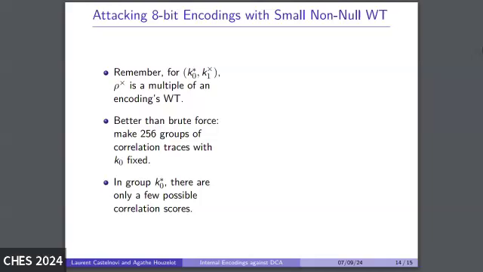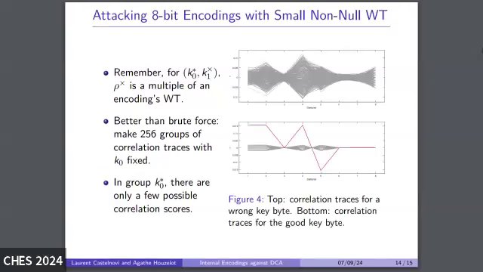Okay, so what we could do is to create 256 groups of correlation traces that are related to key hypotheses with one fixed key byte. So for instance, group 0 will correspond to all the correlation traces for the hypotheses 0 0, 0 1, 0 2, etc. until 0 FF. And then for the group that corresponds to K0 star, so the good key byte, you should only have a few possible correlation scores that are in fact the multiples of the encoding's Walsh transforms. And so you should obtain something like this.